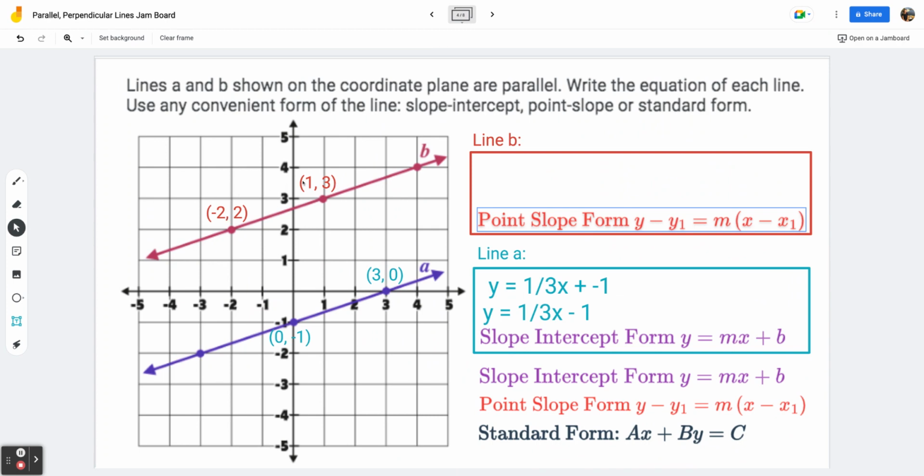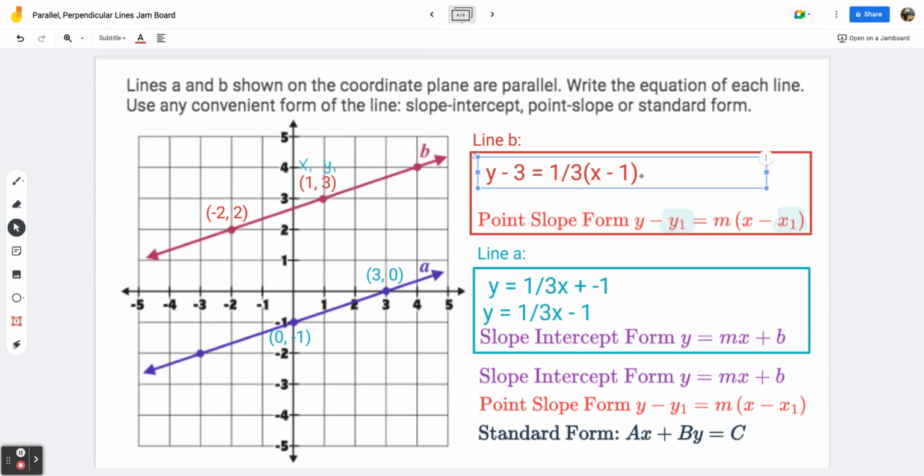You can use either point as your x1, y1. I'm going to use this point as my x1, y1. So when I substitute those values into my equation, I'm going to remember that my equation always starts with y minus y1 equals m times x minus x1. So let's go ahead and type in that equation. Now y minus this y value of 3 is equal to your slope, 1/3, times x minus this x value of 1. So that's one possible equation for this line.